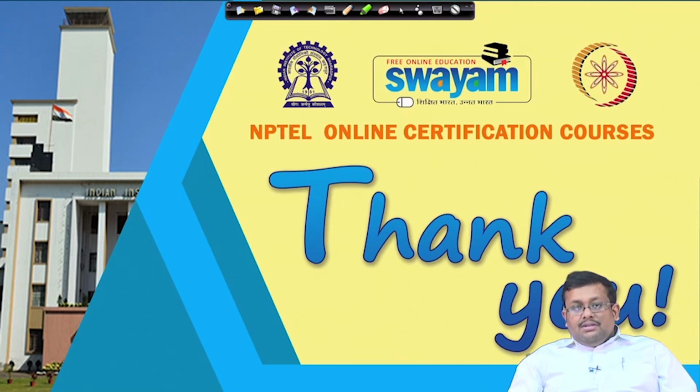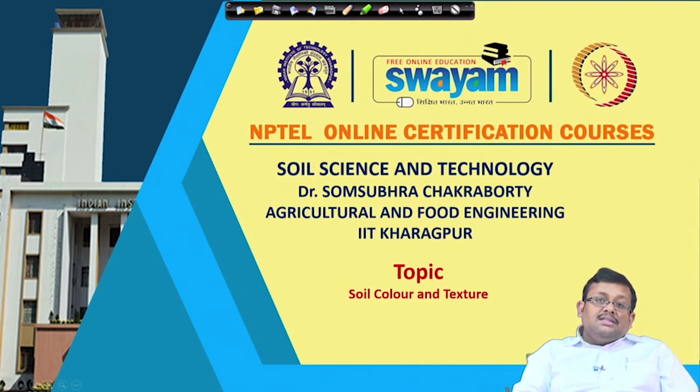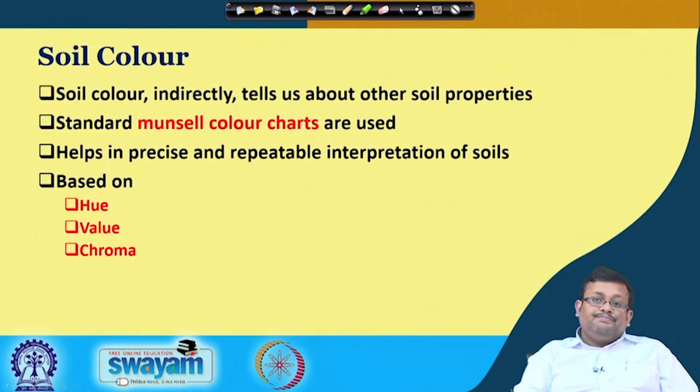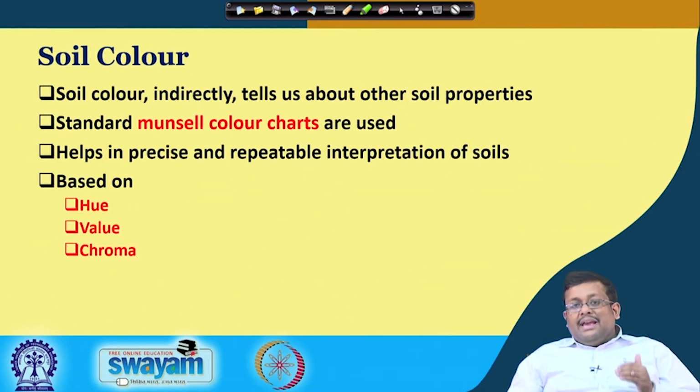So we have finished this soil classification. Let us start a new topic, that is soil color and soil texture. Soil color indirectly tells us about different types of soil properties. It tells us about the soil moisture, the percentage of organic carbon and so on and so forth. Soil color is a very important soil property, and it helps us to identify several soils, and to make inferences on soil quality sometimes.